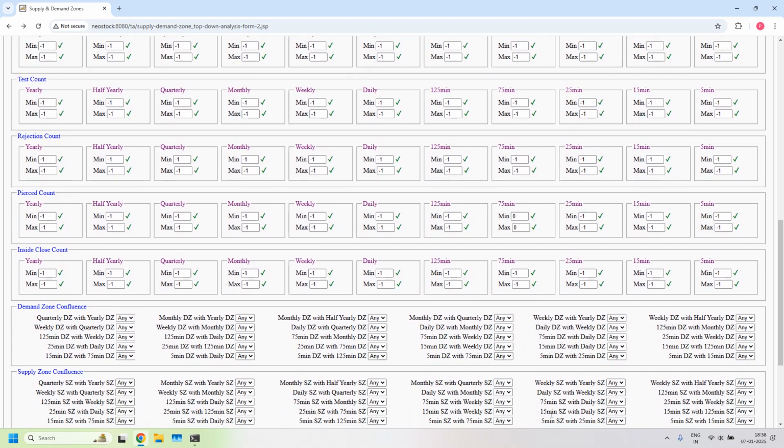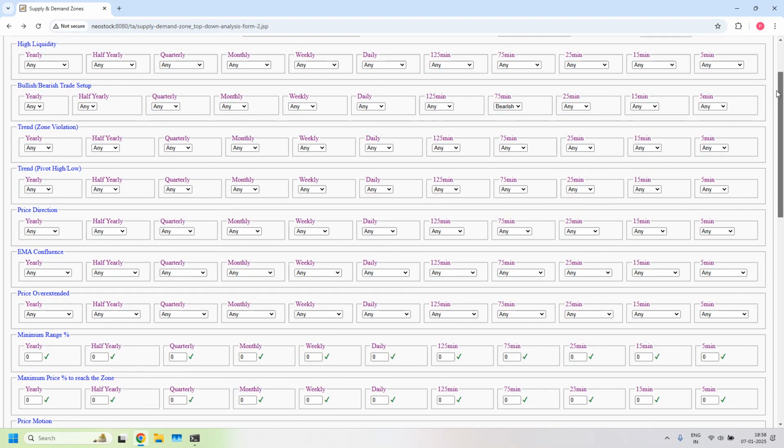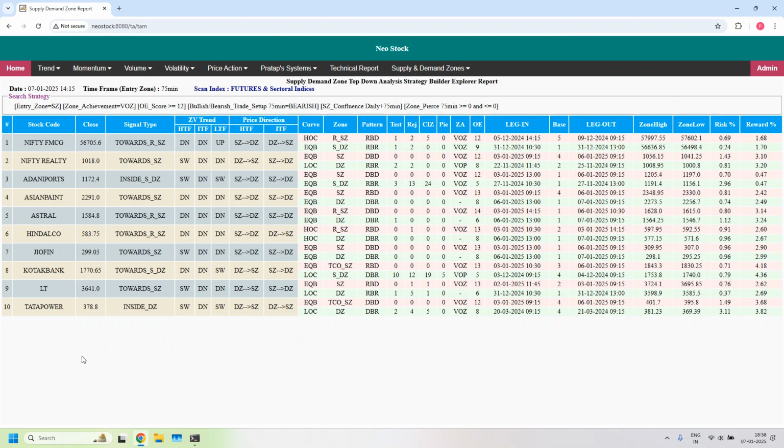I am enabling that filter. 75 minute supply zone with daily supply zone confluence. With this filter, out of 13 stocks, we got 10 stocks. In these 10 stocks, these 75 minute supply zones are part of the daily supply zone. And the daily trend is down in all these stocks. If any of the daily supply zones are having daily EMA, they are even more high probability trade setup supported stocks.